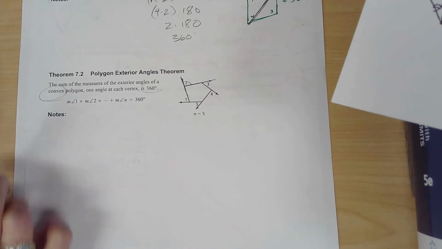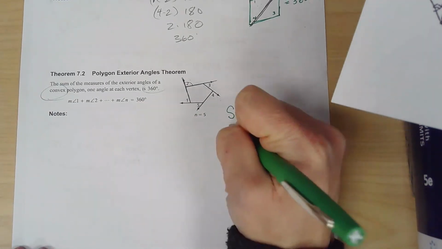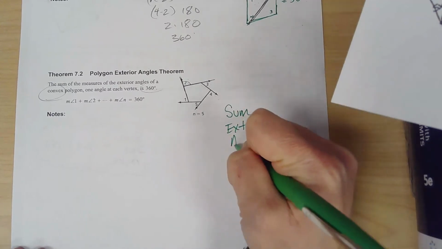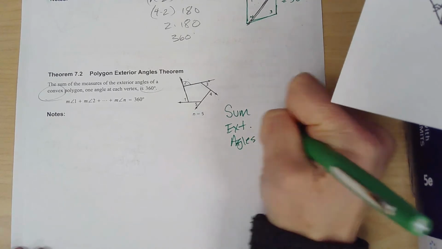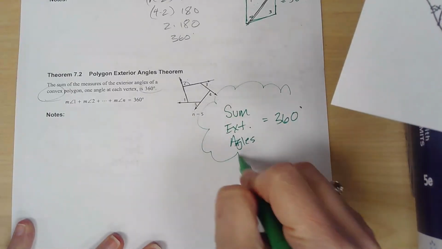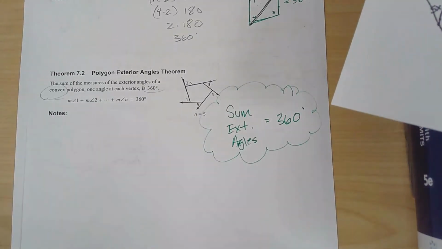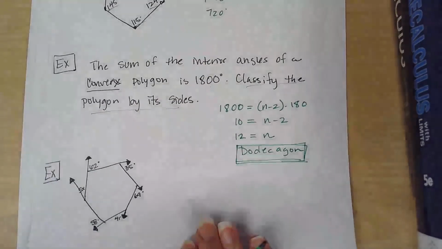Okay? So that's going to be the formula that I want us to know. The sum of the exterior angles, A-N-G-L-E-S, always equals 360. There's not really a formula. It's just something that I want us to know. Kind of like the interior angles one, this is a little easier. We just need to know that the sum of all the exterior angles is going to add up to 360 degrees.